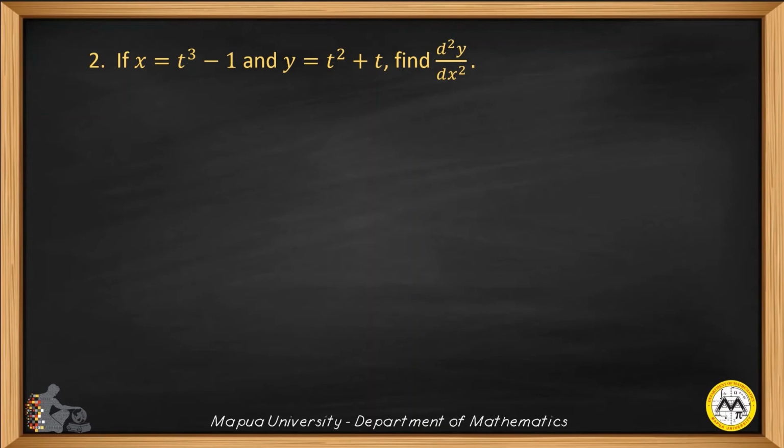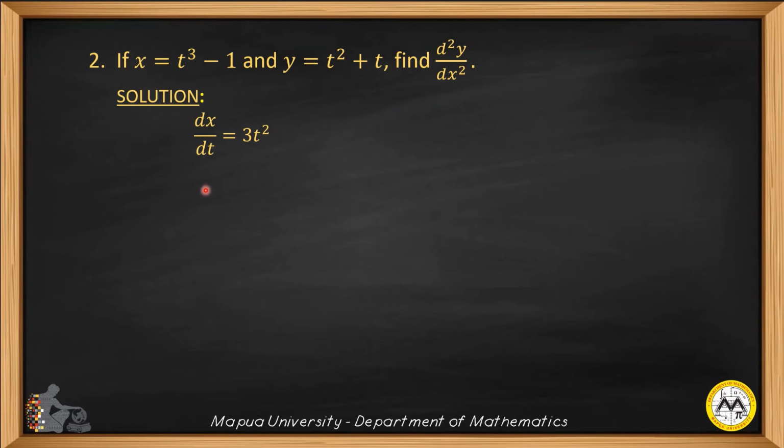For our second example, we are given the pair of parametric equations x is equal to t cubed minus 1 and y is equal to t squared plus t. This time, we will determine the second derivative of y with respect to x.